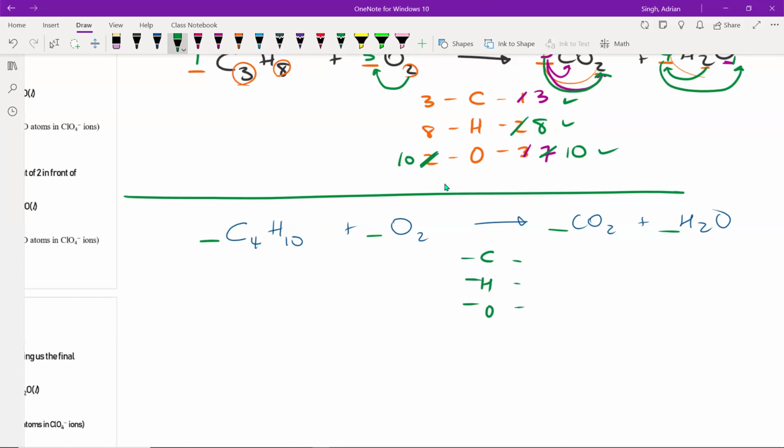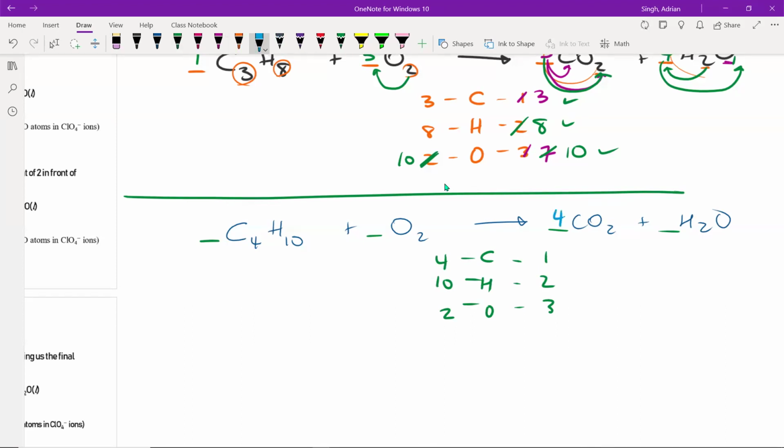Okay, we're going to count on each side. We have 4 C's on the left, 10 H's on the left. We have 2 O's on the left. On the right side, I have 1 C, I have 2 H's, and I have 2 and 1, 3 O's. All right, so again, same strategy as before. We're going to save the O's till the end, balance the other ones first. So I need to make 4 carbons on the right side.